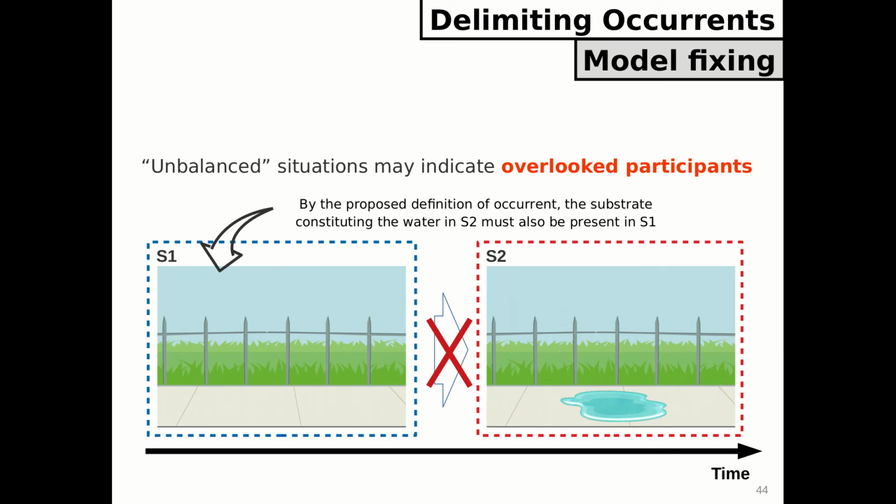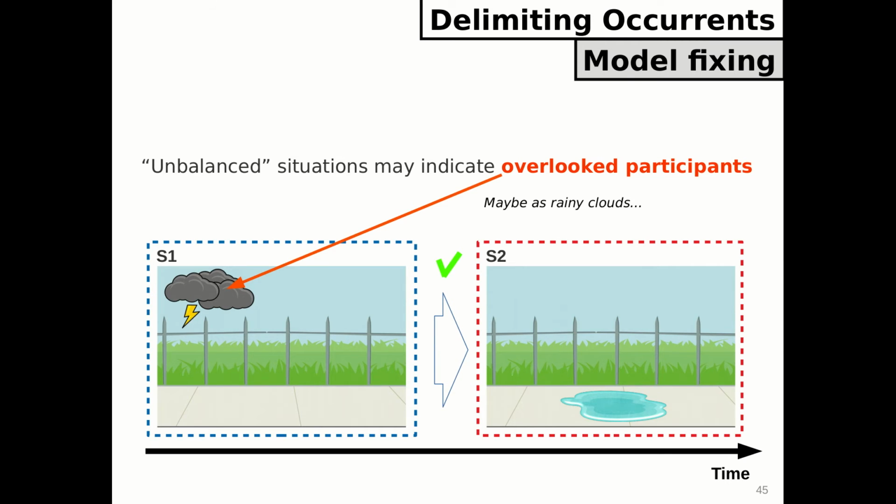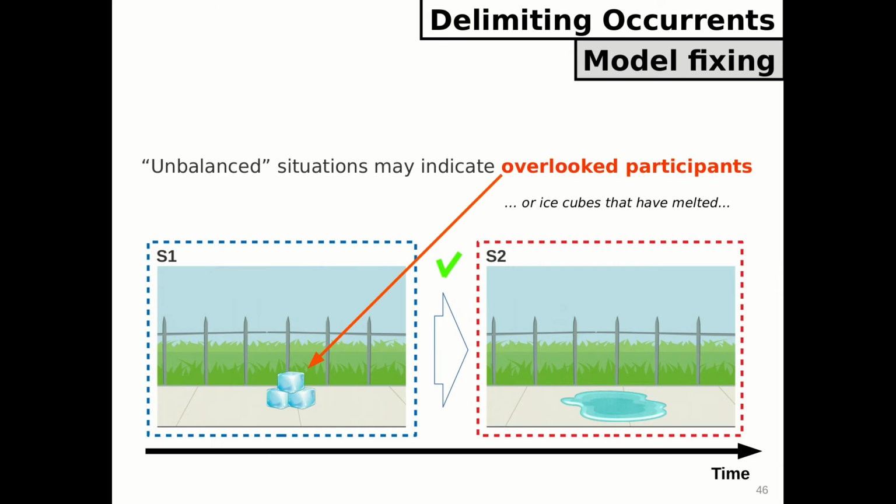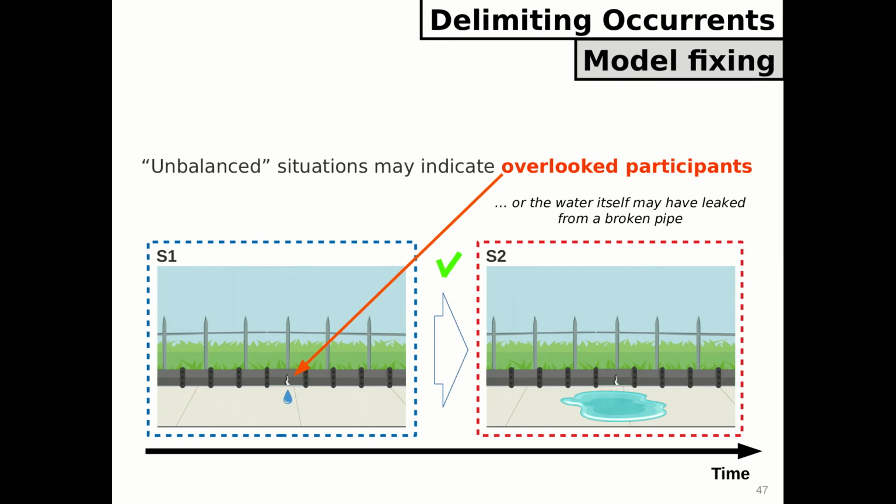However, by the proposed definition of occurrent, the substrate constituting the water in the final situation must also be present in the initial situation in some form. That may be as rain clouds, or as ice cubes that have melted, or the water itself may have leaked from a broken pipe. With that, the proposed definition of occurrent can provide guidelines to fix problematic models.